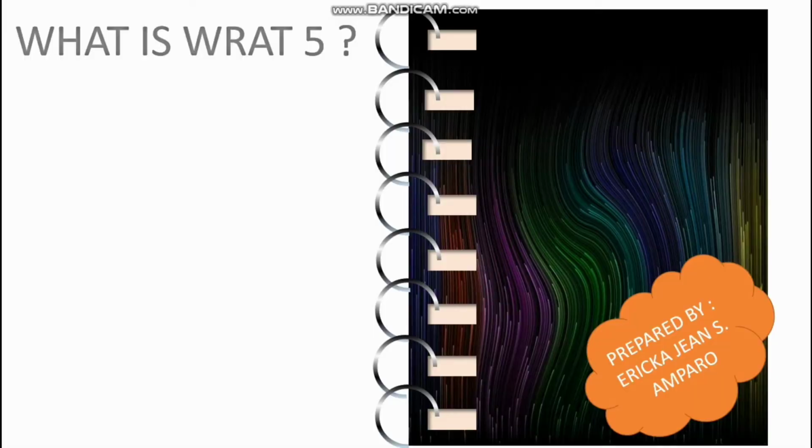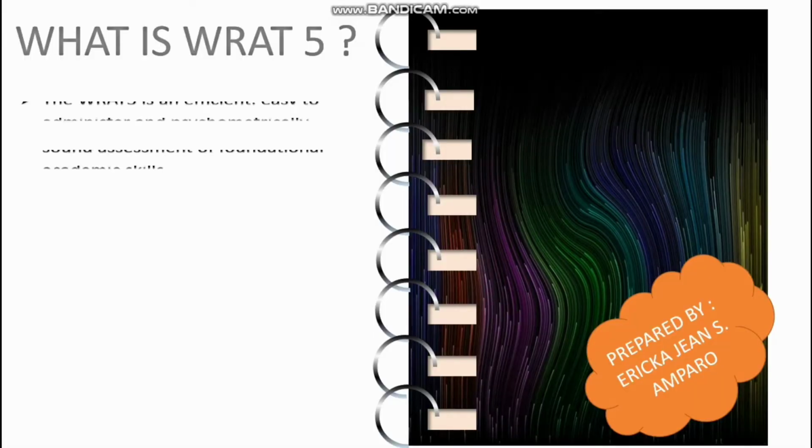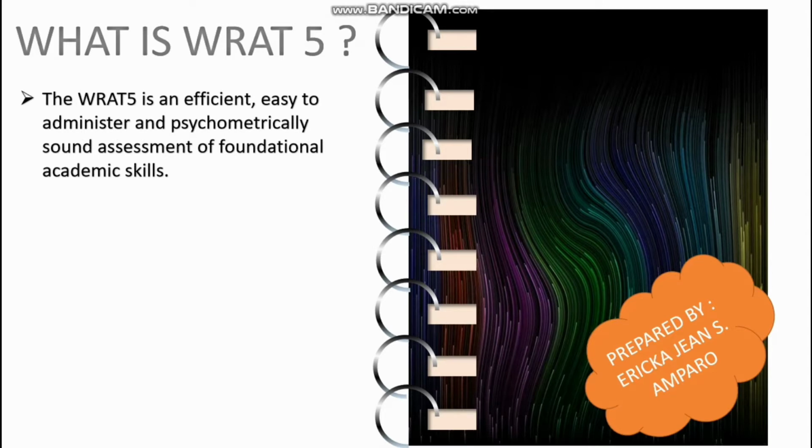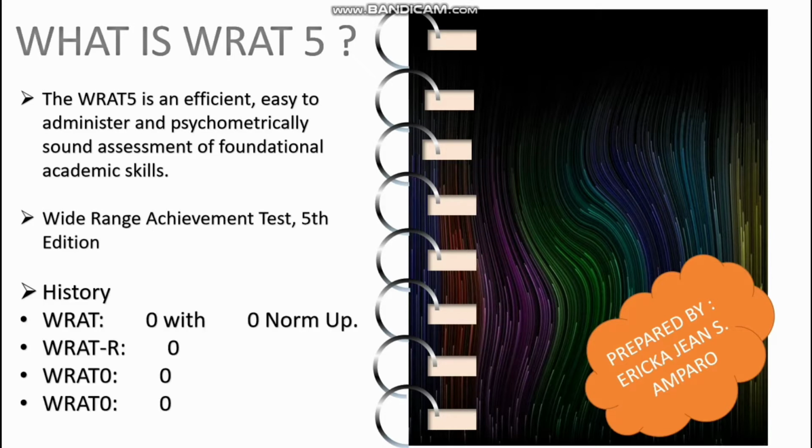For this lesson, we will tackle the WRAT 5. So first, what is WRAT 5? The WRAT 5 is an efficient, easy to administer, and psychometrically sound assessment of foundational academic skills. WRAT 5 stands for Wide Range Achievement Test, 5th edition. The WRAT 5 provides an accurate and easy to administer way to assess and monitor reading, spelling, and math skills and help identify possible learning disabilities. The WRAT 5 evaluates skills relevant to learning, job readiness, and functional academic skills, and has uses beyond classroom settings.